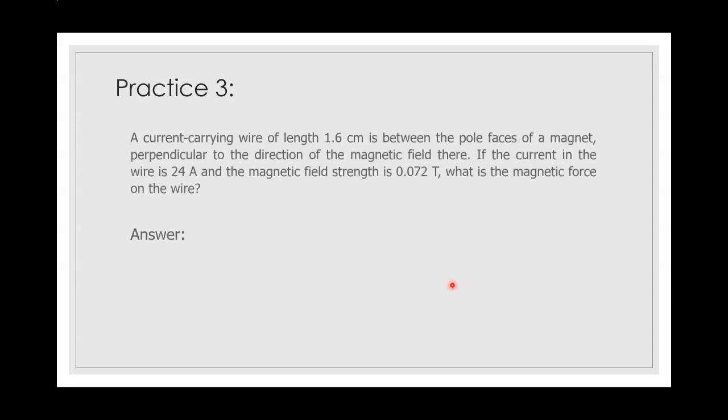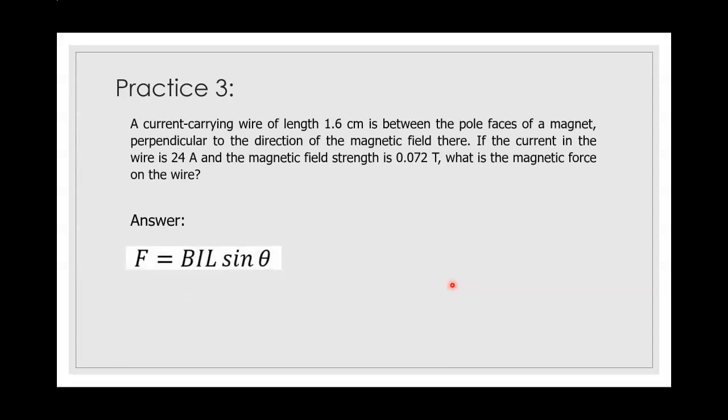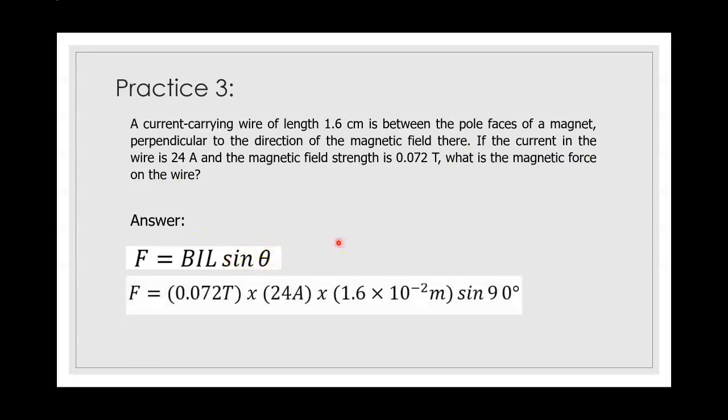Okay, this is another practice example. A current carrying wire of length 1.6 cm is placed between the poles of a magnet, perpendicular to the direction of the magnetic field. If the current in the wire is 24 amperes and the magnetic field strength is 0.7 Tesla, what is the magnetic force on the wire? So the answer, kita guna equation ini je lah, F equal to B I L sin theta. Okay, jawapan dia adalah 0.03 Newton.